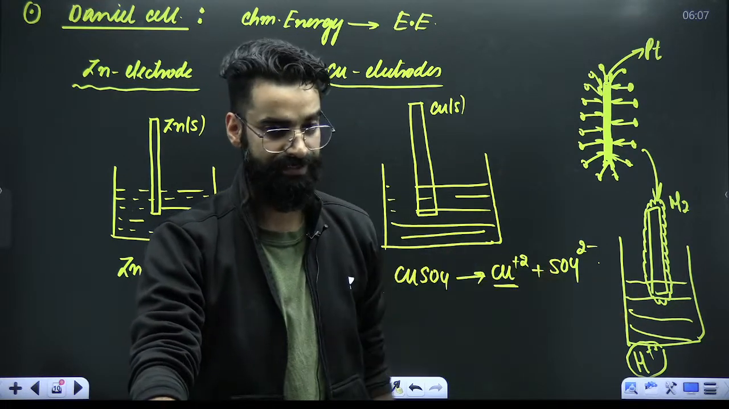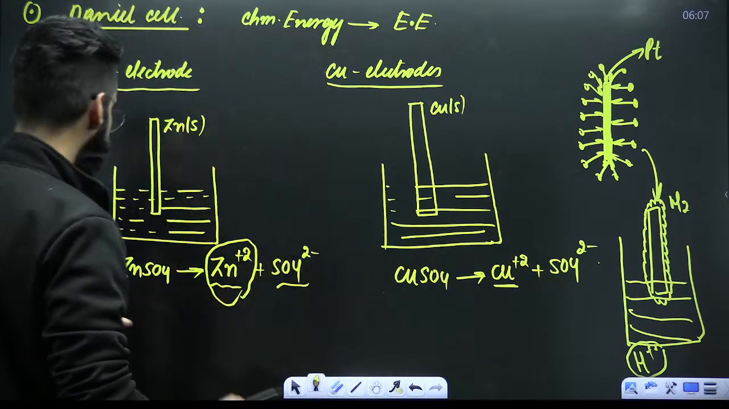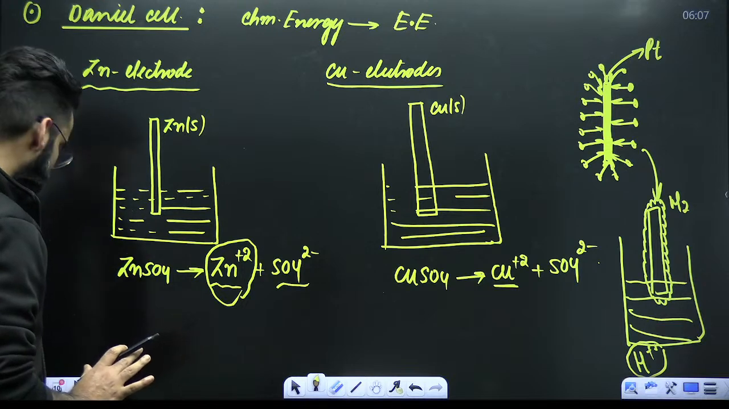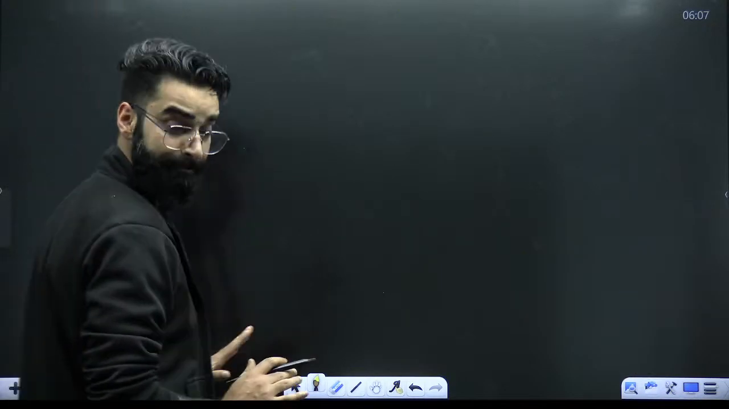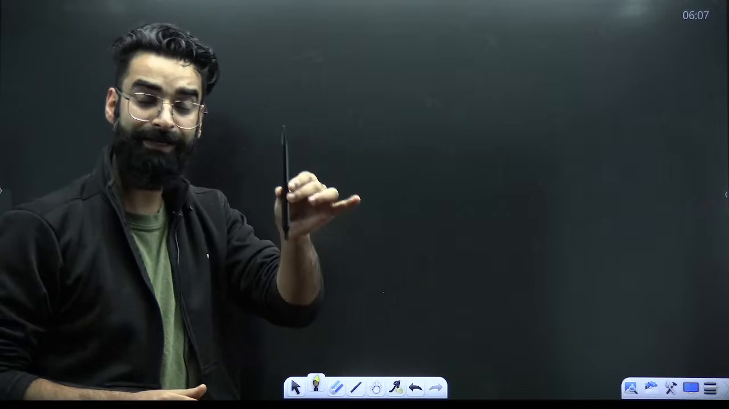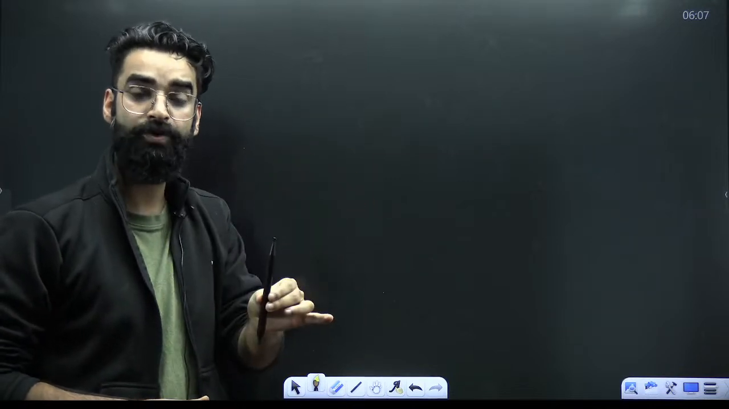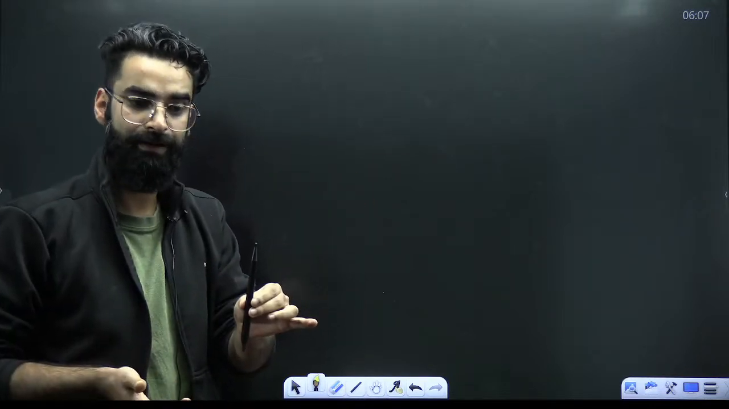But right now, understand this. I hope you got to know exactly how we make the electrodes. Take the rod of the metal, introduce that into a solution containing the ions of the same metal. Right? The complete setup is called the electrode.